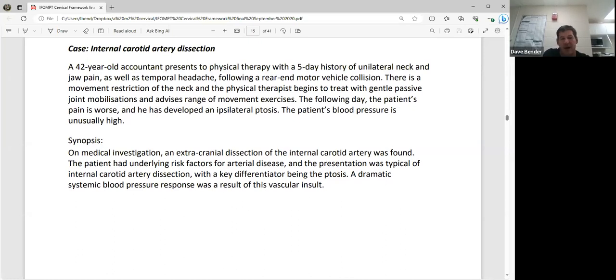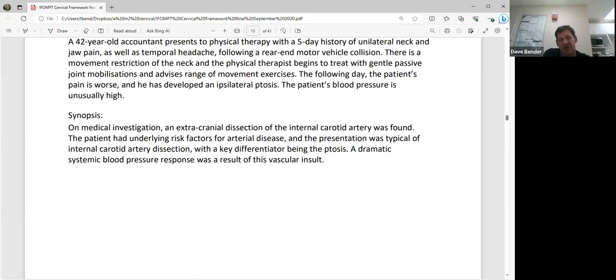A 42-year-old, you wouldn't necessarily expect that to be the case. It's probably more of a dissection, where you get this neck and jaw pain, but you haven't had a clot thrown. So he threw a clot the next day, but I wouldn't think that the mobilization would have driven that.